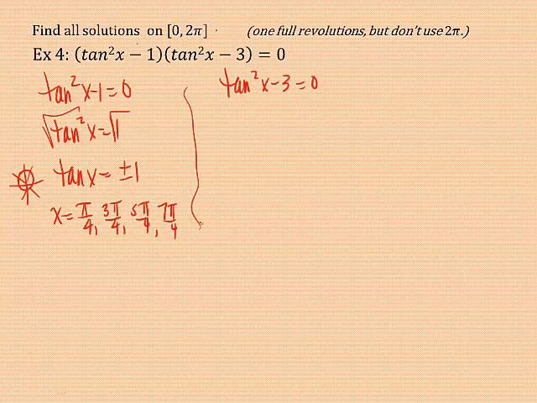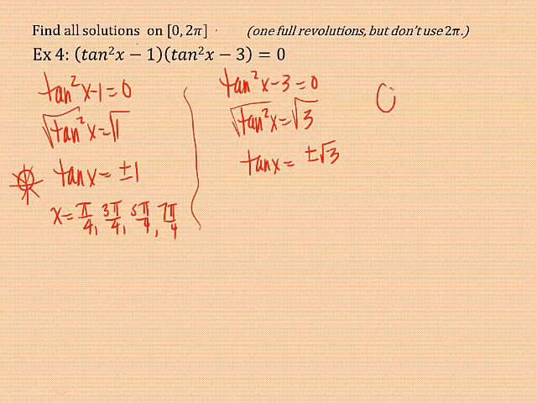Okay? Over here, tangent squared x equals 3, but we've got to take the square root. So we do the tangent of x equals positive or negative square root of 3, right? Think about it. Where do we say the square root of 3 tangents are? Well, that's at the pi over 3 angles. Okay, we need positive and negative, so we're going to need all 4 of them. So we'll list them. Pi over 3, 2 pi over 3, 4 pi over 3, and 5 pi over 3.